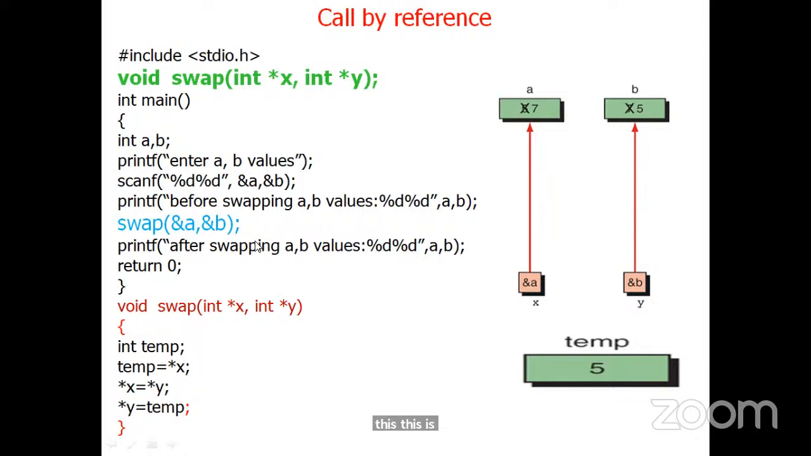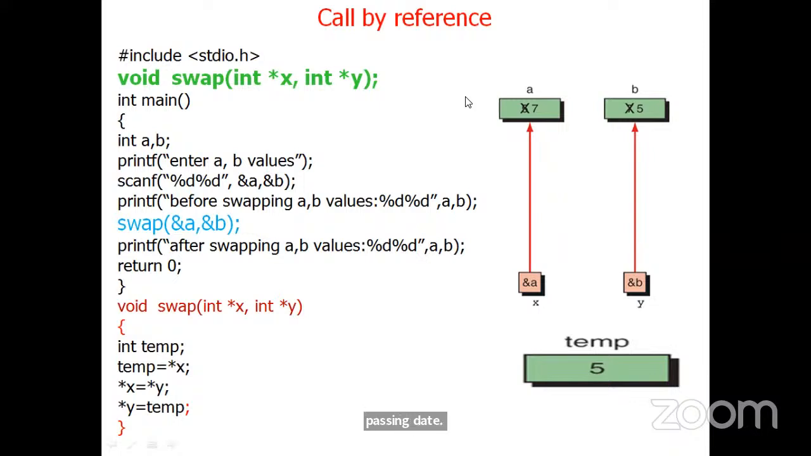When you go back here after swapping the A, B values, what is the A value? A value is 7 and B value is 5. Now it is reflected here also. So this is an advantage of call by reference.